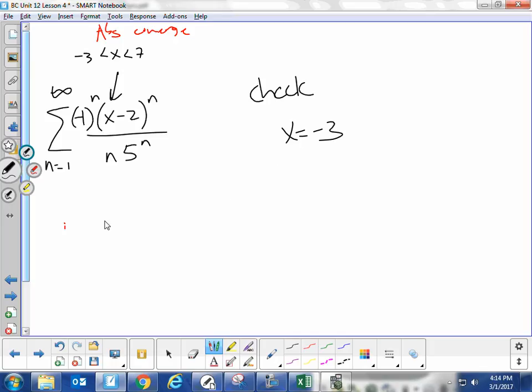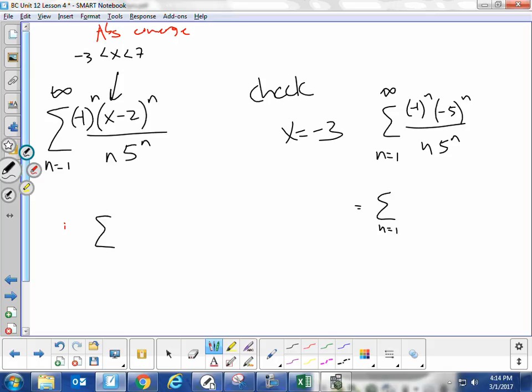Now, if x is -3, my sum, I'll do it up here, n approaches 1 to infinity, would be -1 to the n, then -3 minus 2 is -5 to the n, over n times 5 to the n. I can rewrite that as -1 to the n times -1 to the n times 5 to the n. Right? This can be written as -1 times 5. We can distribute the power to be like that. And that's n times 5 to the n.